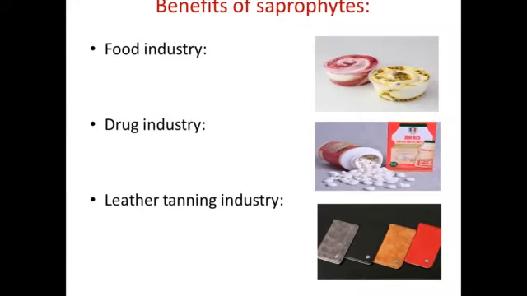Benefits of saprophytes: we can use saprophytes in some industries, like the food industry, like yogurt, the drug industry, the chemicals industry and medicine, and the leather tanning industry, as we can see in the following figure.